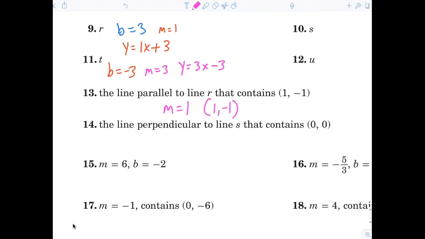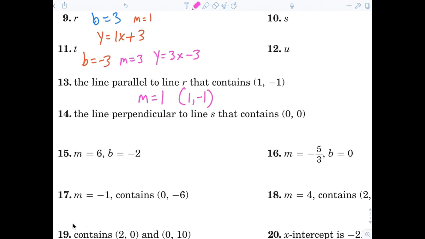So now, Ryan, my answer was what? y equals x minus 2. For 13? Yeah, y equals x minus 2. So y plus 1 equals 1 times x minus 1. All right, that's the answer. Now again, you could put it in y equals mx plus b format, but it's not necessary. Point-slope is the standard, because that's just the quickest way to do it. Ryan, does that make sense?